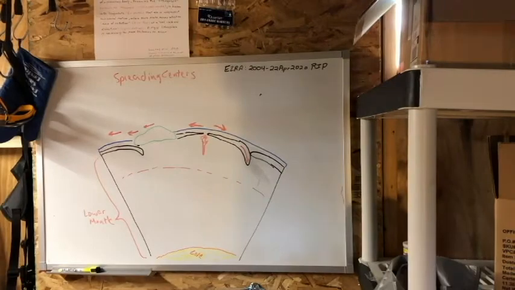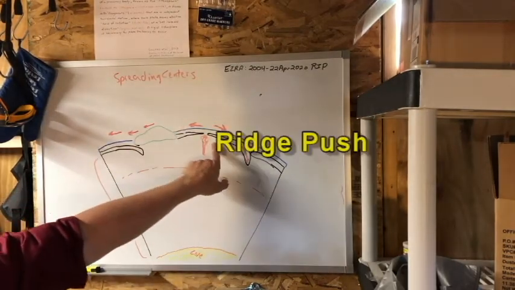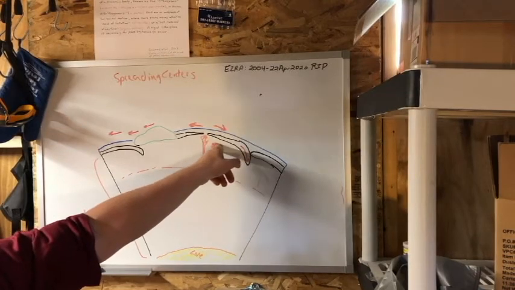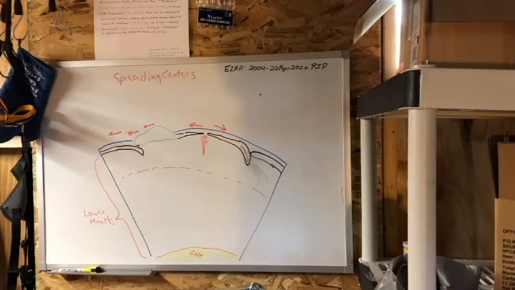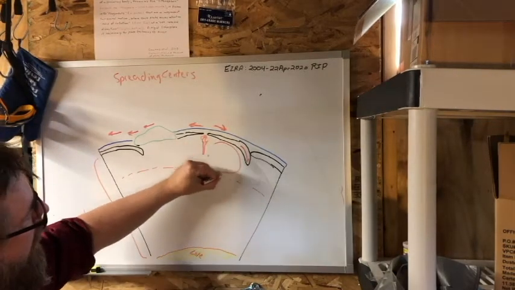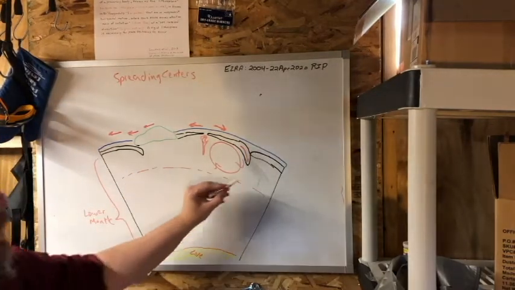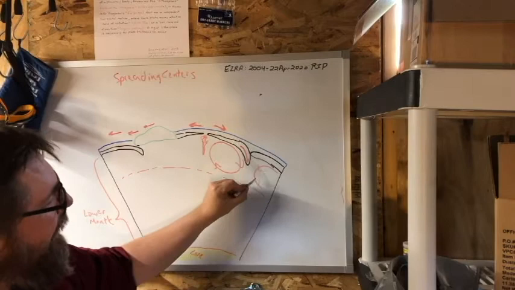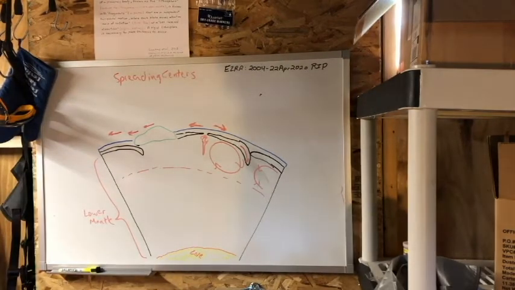So we have slab pull, which I've already talked about. We have our ridge push, which is caused by depressurization of the asthenosphere, and that drives our mantle convection currents. The question is: is just the asthenosphere convective, or is the whole thing?